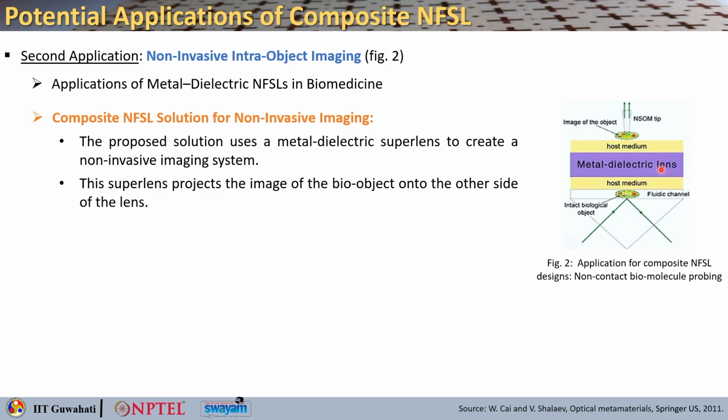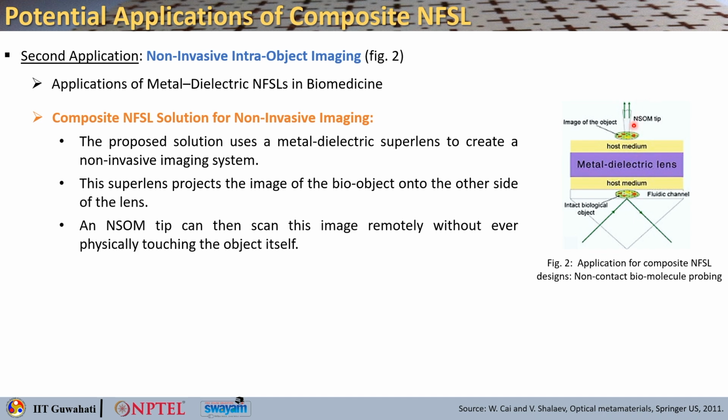This super lens can basically project the image of the bio object onto the other side. So, this is the intact bio object in a fluidic channel. This super lens gives you the image of this actual object on the other side, and then you can bring a NSOM tip to scan that image remotely without ever physically touching the actual object.